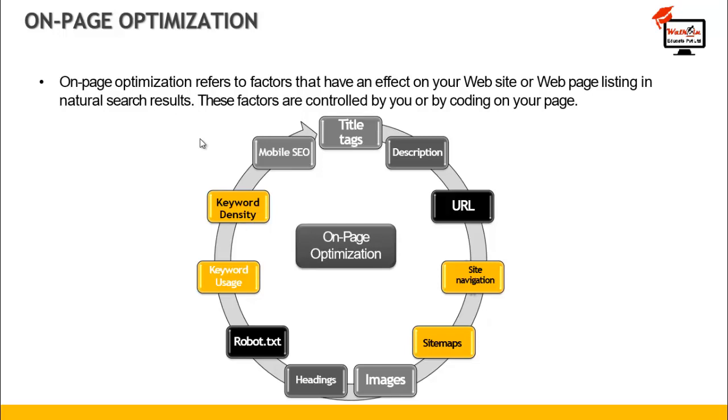So at that time, whenever a Google bot comes to the website, the first thing it will find is the robot.txt file.